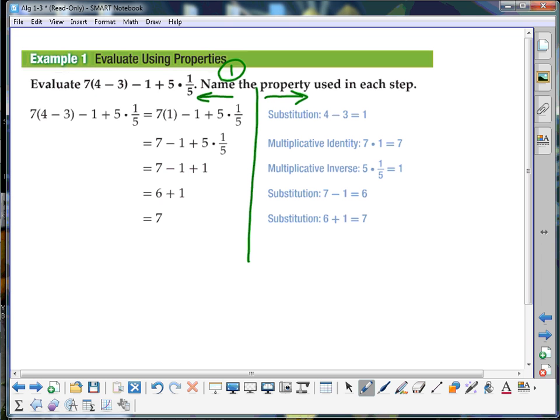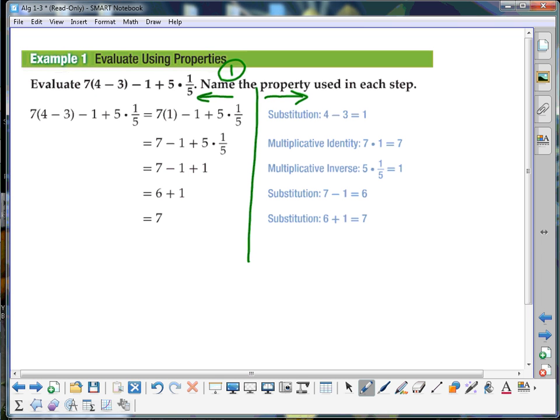Then what's the next thing we can do? The next thing we should do is multiply 7 times 1, and we get 7 minus 1 plus 5 times 1/5. Then the next step, we're going to multiply 5 times 1/5, so we'll get 7 minus 1 plus 1. And that next step, 7 minus 1 is 6, plus 1 is 7.